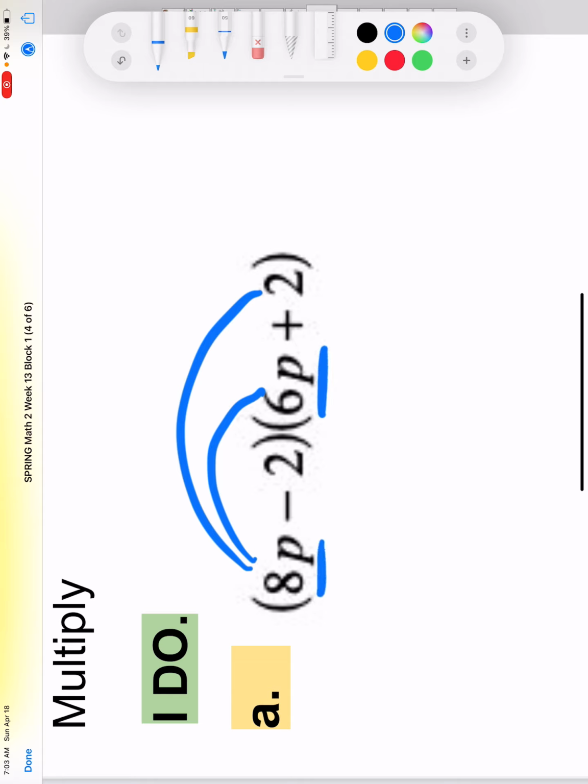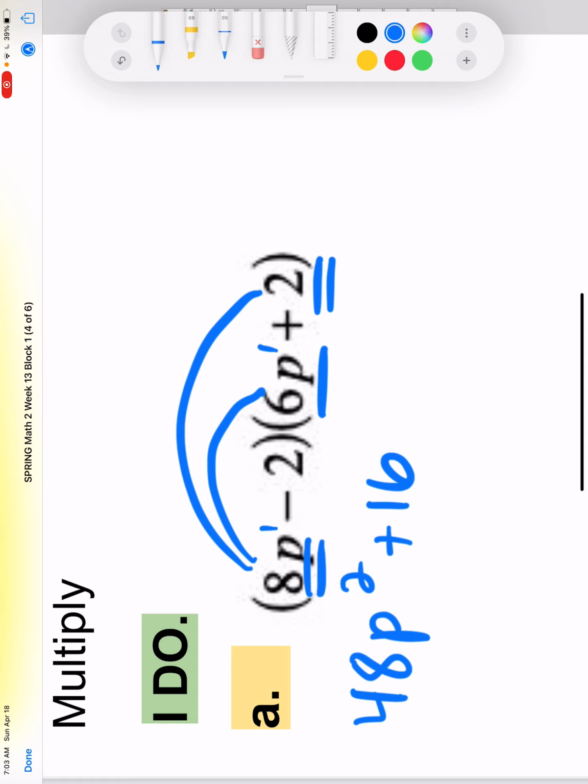6 times 8 is 48. And remember, when you multiply p's, you add the powers. These both have a power of 1. So when I add those, I get p squared. For my next term, 8p times 2. 8 times 2 is 16. And then that p doesn't have any other p to be multiplied to, so just bring that down.